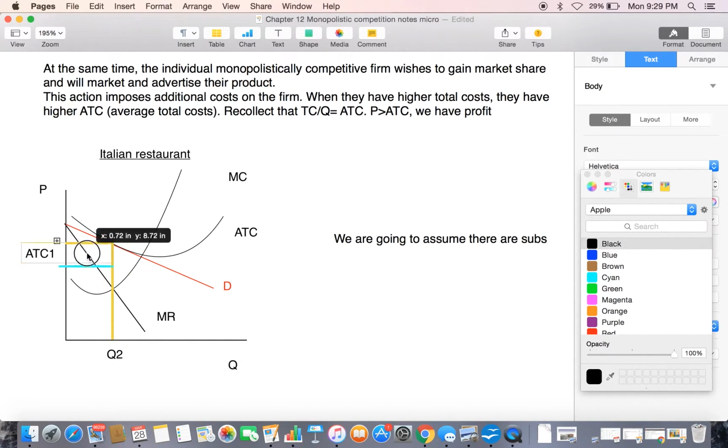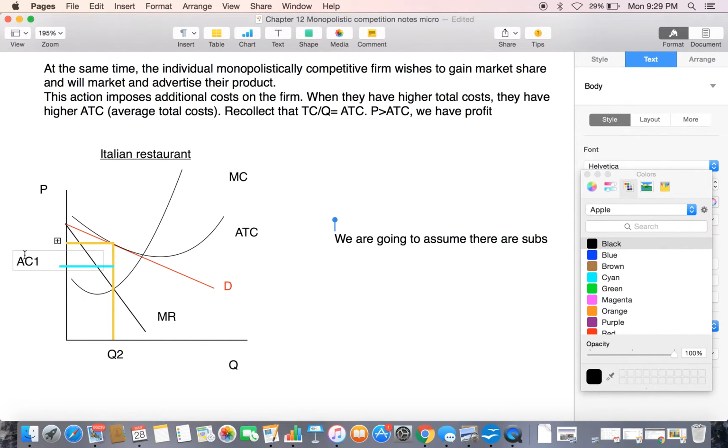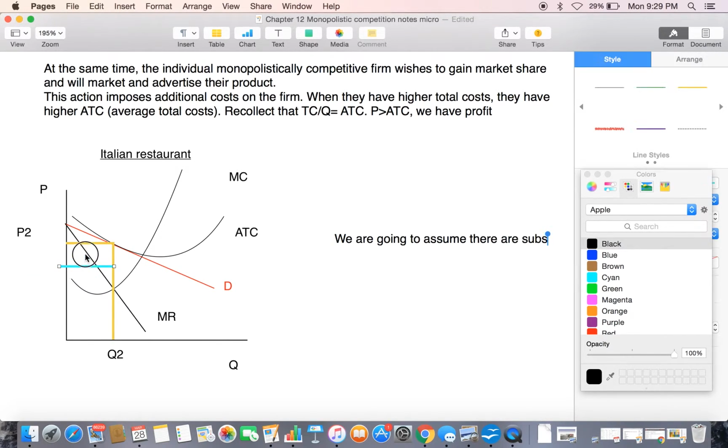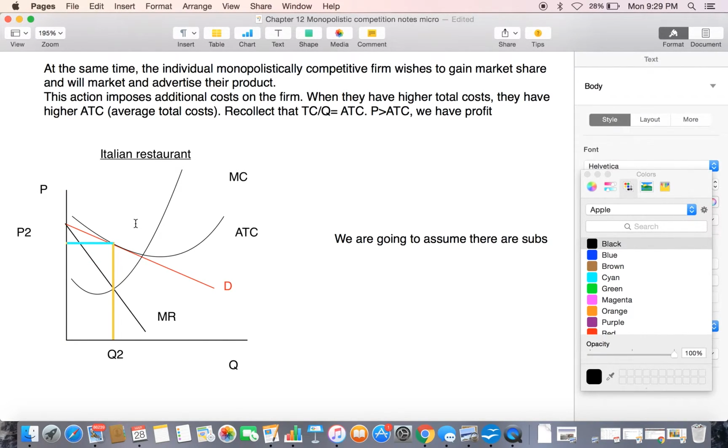So here, our average total cost is basically equal to price. And our average total cost being equal to price means that we no longer will be receiving any economic profit as a firm. So in the long run, the monopolistically competitive firm will produce where marginal revenue equals marginal cost, and at that quantity demanded, charge a price that corresponds to the current demand curve.